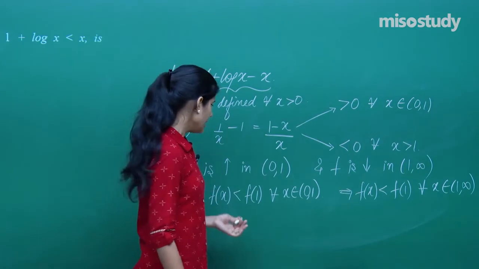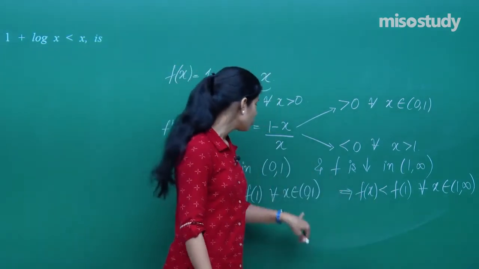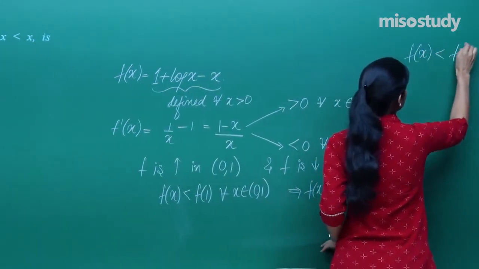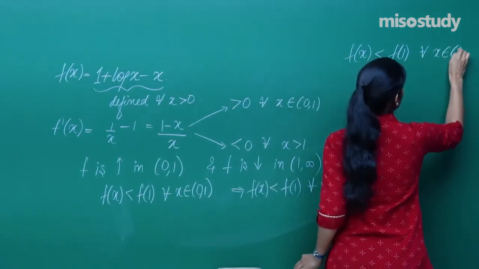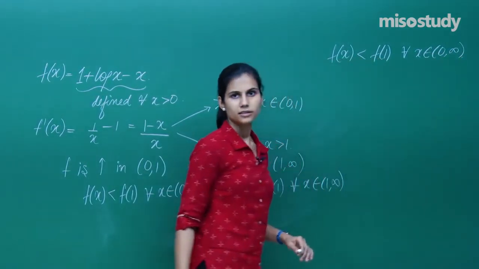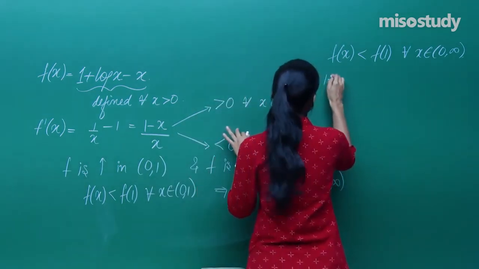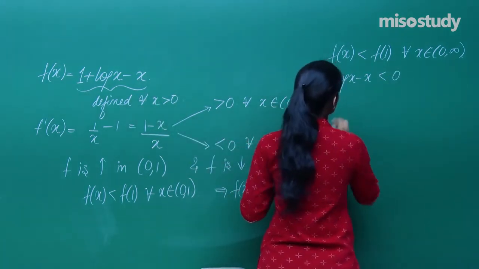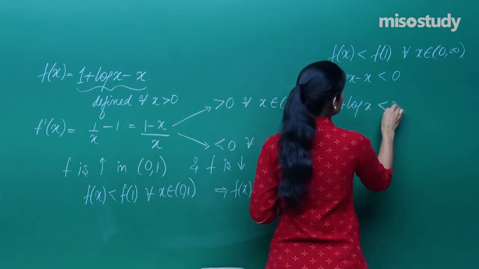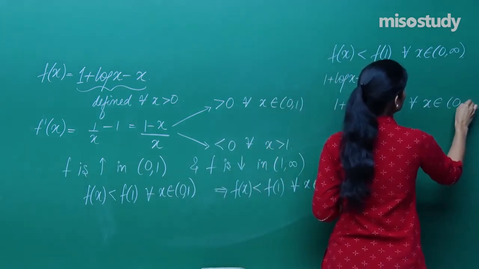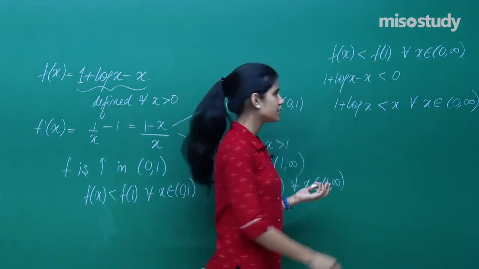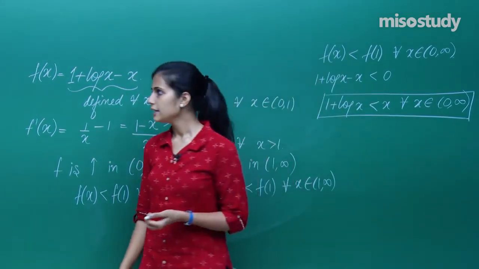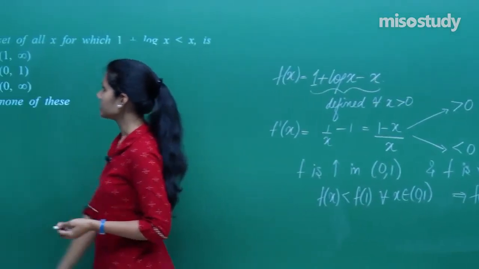Very clearly, this means f(x) is less than f of 1 throughout from 0 to infinity. What are you getting? f(x) is less than f of 1 for all x belonging to 0 to infinity. f(x) is actually 1 plus log x minus x, which is less than f of 1, and f of 1 is 0. So you get 1 plus log x is less than x for all x belonging to 0 to infinity, and that is the thing you were searching for. So your answer is this.